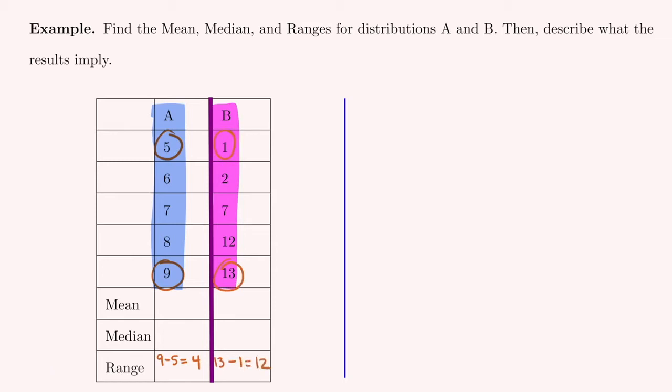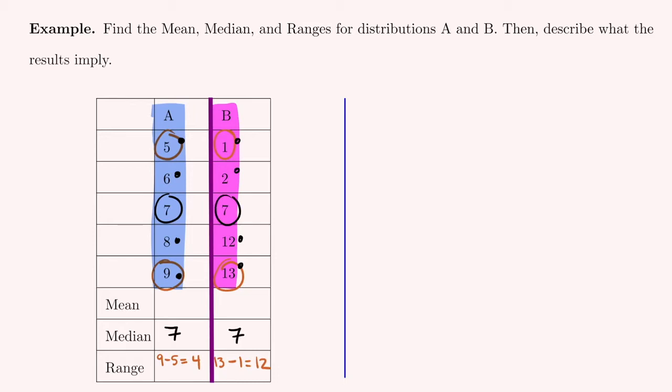Now let's find the median in both. We know to find the median, we look for what item is in the middle. Get rid of the highest from A, its lowest. Next highest, its next lowest, and we see 7 is in the middle. A similar process shows us that 7 is also the median for B.